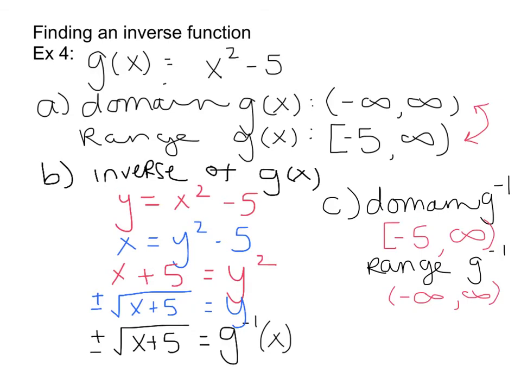The last thing this problem wants to know is, is the inverse, g to the negative 1, a function? Okay, so let's look at the function that was given to us. We have plus or minus the square root of x plus 5. This plus or minus is going to cause this graph to fail the vertical line test, so no, it's not a function.